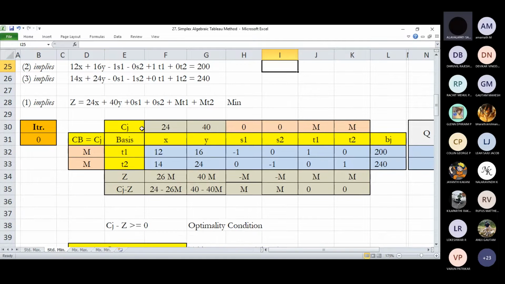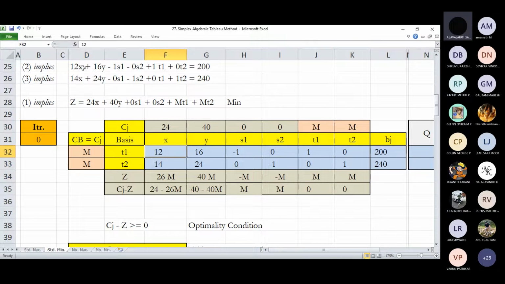So the same procedure. We'll give the z value coefficients, which are 24, 40, and 0, 0, and capital M and capital M. In an artificial variable setup, we will give the basis as t1 and t2. So those are the surplus variables, and we have got these artificial variables. Then its coefficient M is given here, and M is given here. So I can differentiate this with a color code so you can understand much better, right?